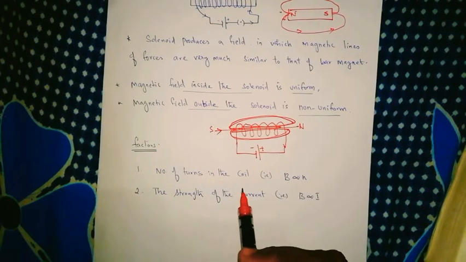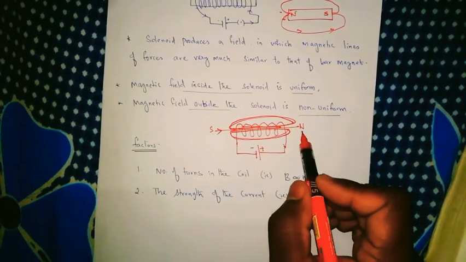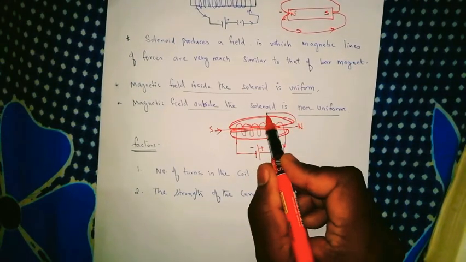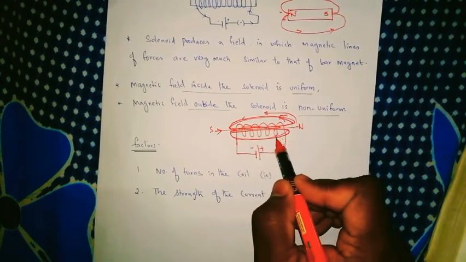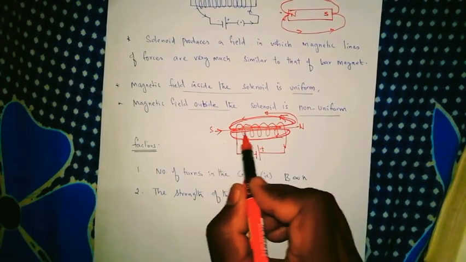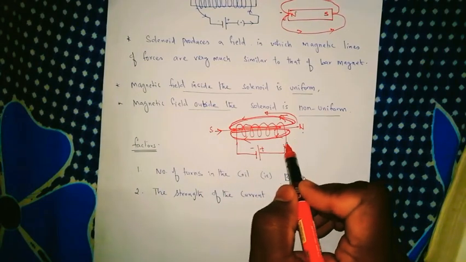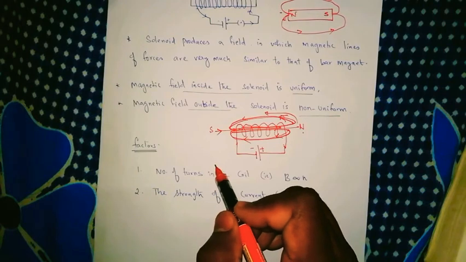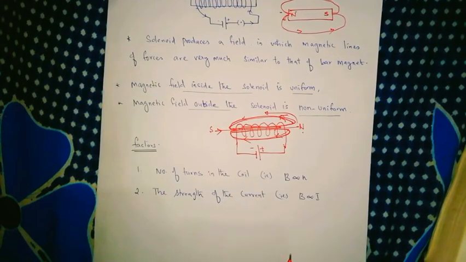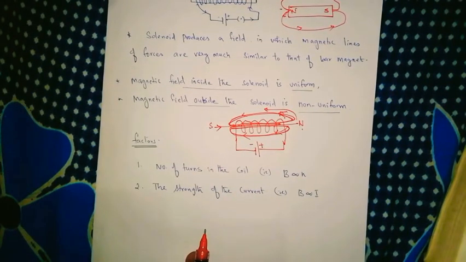Clear? And outside the solenoid, so outside means how does it come? It comes from here, right, so from here, south pole to north pole. So only inside it is south pole to north pole; outside the solenoid it is north pole toward the south pole.